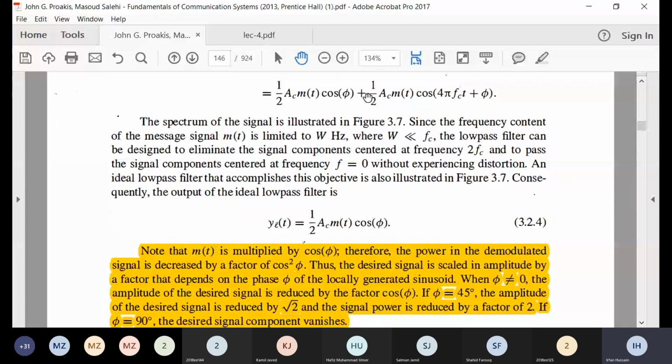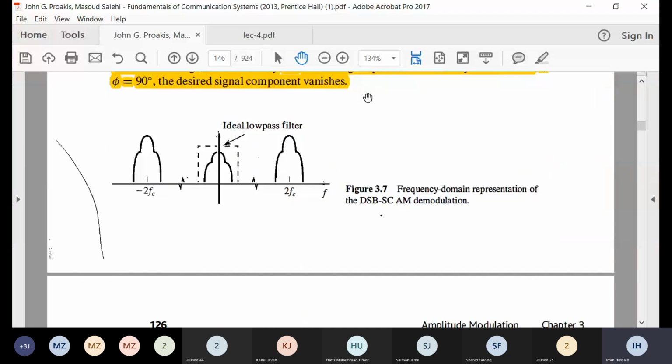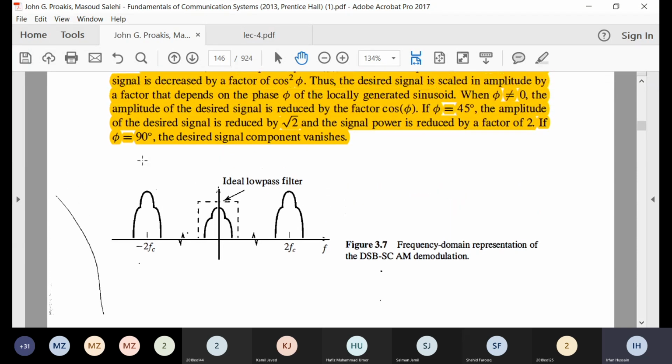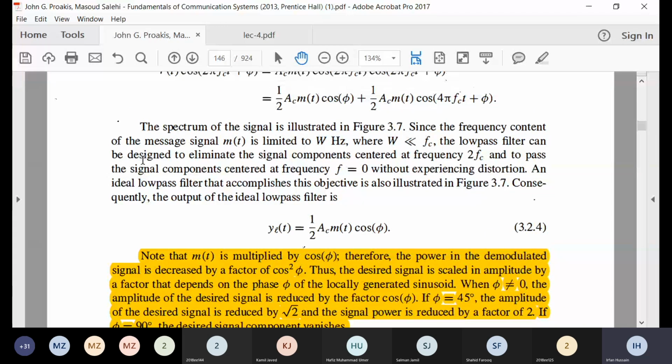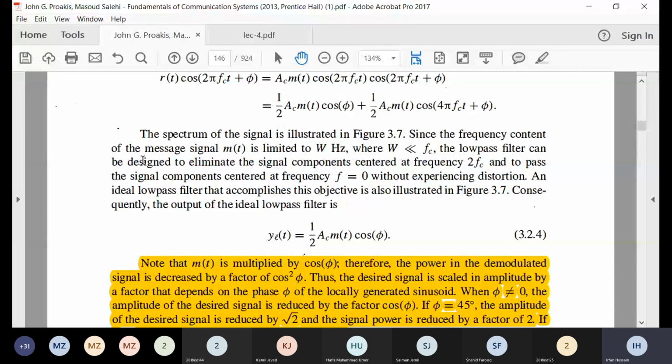Now we needed just the message signal, which has a bandwidth of W, which is totally present here. So I will just apply a low pass filter. It will just pass this much signal, while these two signals will be rejected by the low pass filter. Hence I will get back my original baseband low pass signal. Apply a low pass filter centered around 0, so the signal component at 2fc will be eliminated.